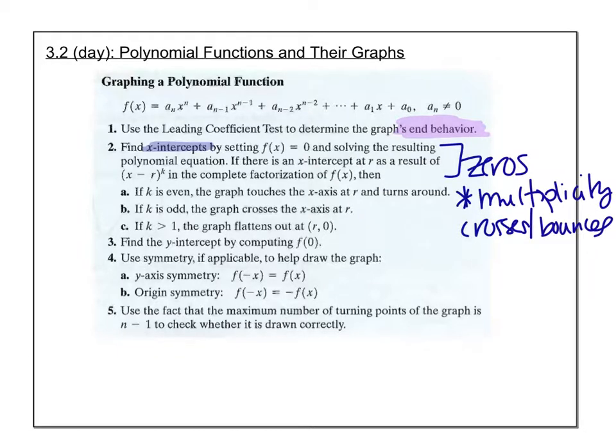Step 3 is to find the y-intercept. We find that by plugging in 0 into the function. Step 4 is to figure out the symmetry. We do that by deciding if it's even or odd, so we have to find f of negative x. If it's even, it's going to be the y-axis. If it's odd, it's going to be the origin, and if it's neither, you're not going to have any symmetry. And then the last step is to find the maximum number of turning points. That's going to help us graph it, using this formula, n minus 1. So let's take a look on the next page.